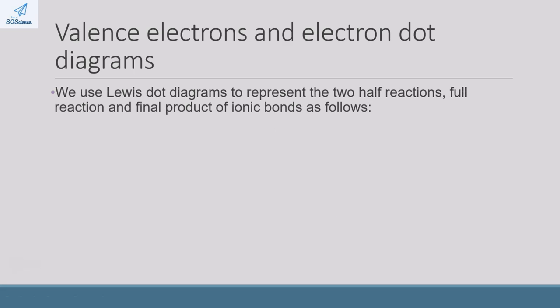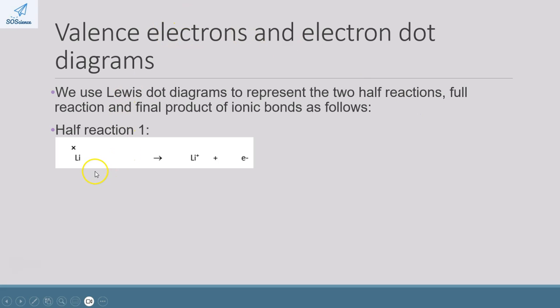Now we need to learn how to draw Lewis dot diagrams for ionic bonds. But it's not as straightforward as covalent bonds because we need to be able to show the two half reactions, the full reaction, and the final product. Let's take a look at the first half reaction. The first half reaction will always involve the metal.